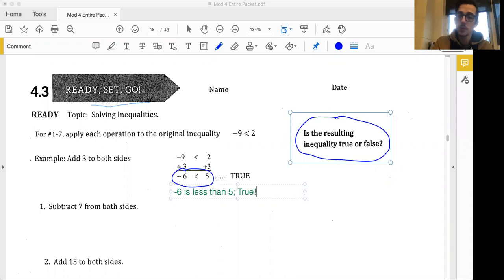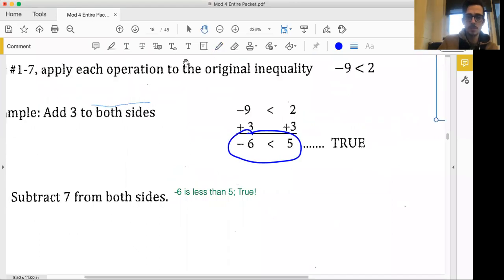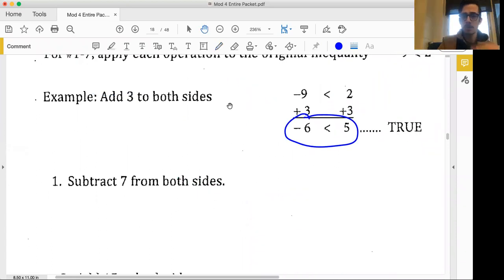And they're saying that's true, because having a positive version of a number is greater than having a negative version of a number. So we pretty much just rinse and repeat the same inequality, but just with a different step this whole time. So let's see how the rest of these go. What's problem 1 asking us to do? Subtract 7 from both sides.